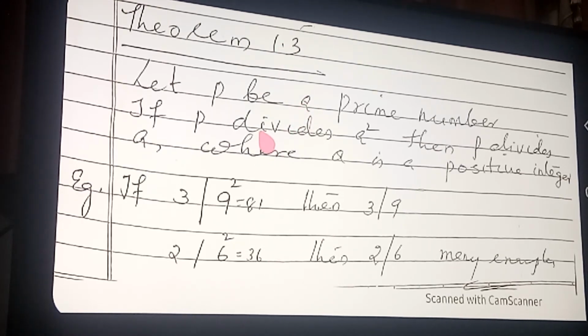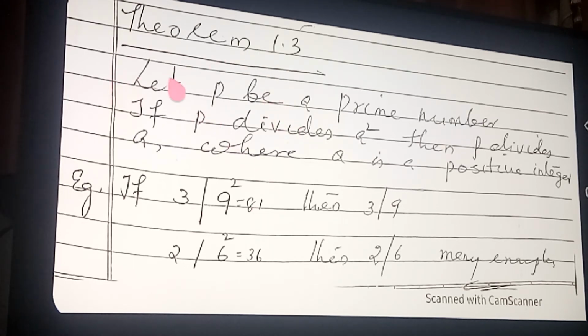And now I will explain one theorem, theorem number 1.3, a very important theorem for doing theorem number 1.4. Here in this theorem 1.3 you need only the statement. So listen to the statement. Let p be a prime number. What is p? p is a prime number. You know the prime numbers: 2, 3, 5, 7, etc. are called prime numbers. Let p be a prime number. If p divides a square, then p divides a.